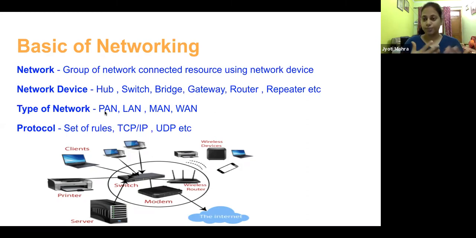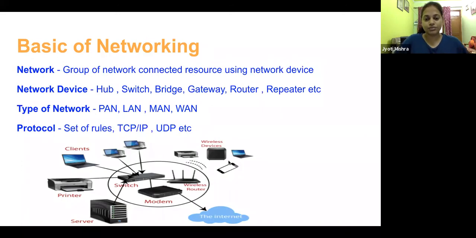So we have protocols. There are various protocols which you would have studied in your college, like TCP, IP, UDP, and then you would have heard about the OSI model. Okay, so why are these protocols or models required? Because they form a set of rules which the devices in a network need to follow.